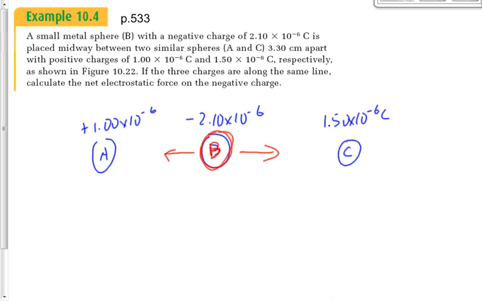We're going to call this one the force of A on B. We're going to call this one the force of C on B. You can call them whatever you want, really. That's what I'm going to name them. Force of A on B and the force of C on B.